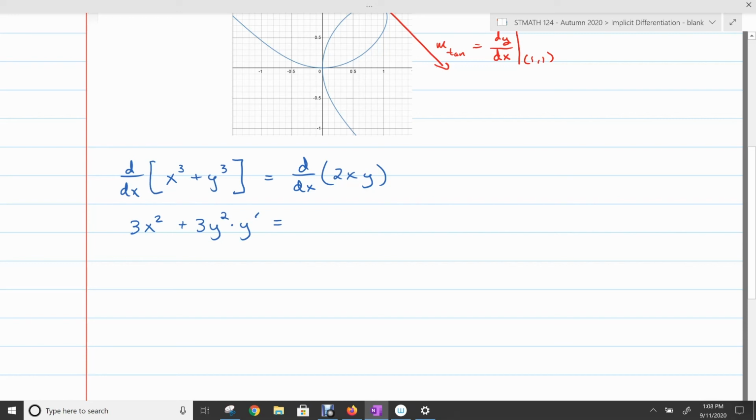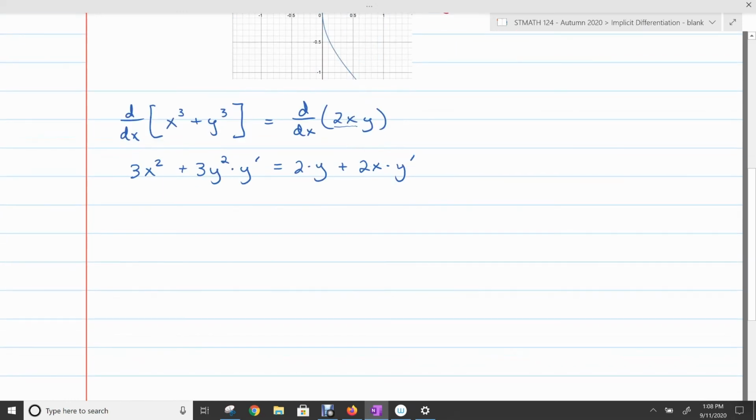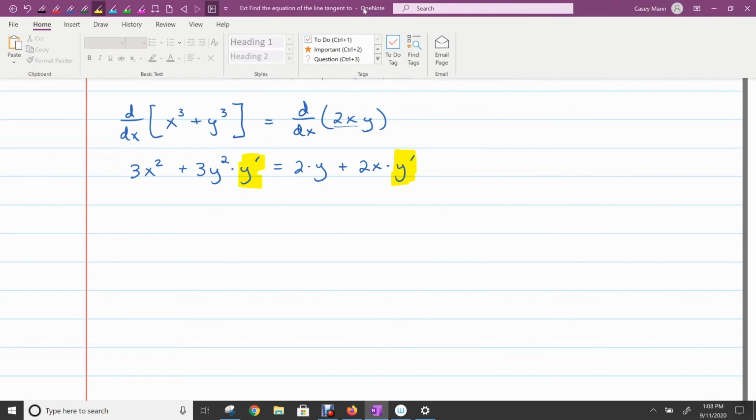Okay, and then on the right-hand side, I'm computing a product, 2 times x times y. So I have to use the product rule. I'm going to think of 2x as being the first factor in that product, and then y will be the second factor. So I'd get 2, the derivative of the first factor, times y left alone, plus 2x, the first factor, times the derivative of y, which is just y prime. And now my job will be to solve for y prime.